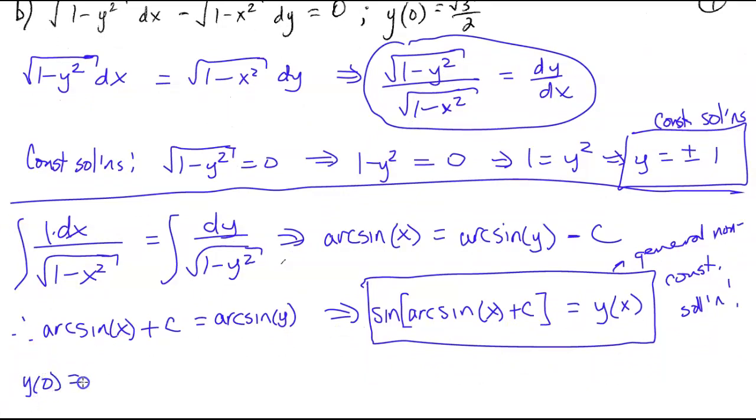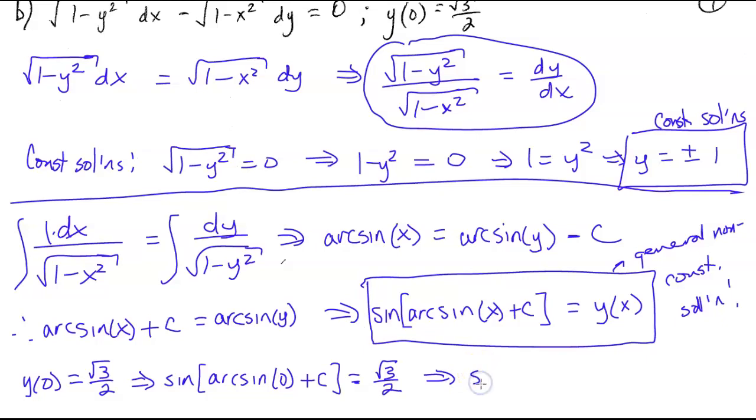And so y of 0 equals square root of 3 over 2. That implies here that if I have sine of arcsine of 0 plus c, y of 0 here, if I do that, will just end up being square root of 3 over 2. And so this is essentially sine of c is equal to square root of 3 over 2, because arcsine of 0 just ends up being 0.